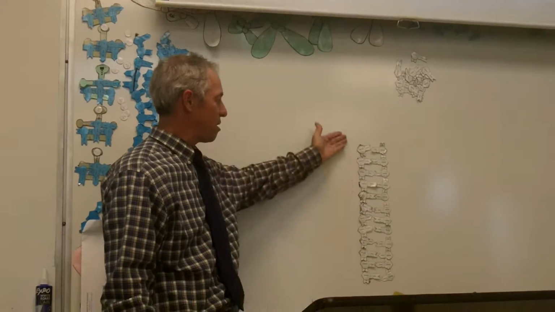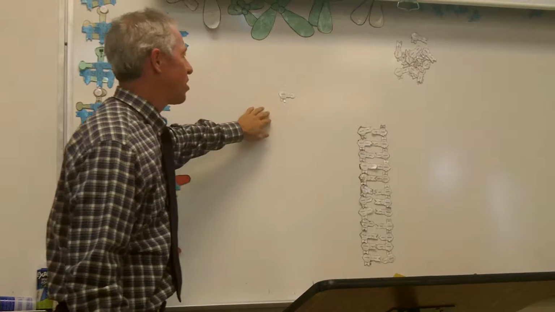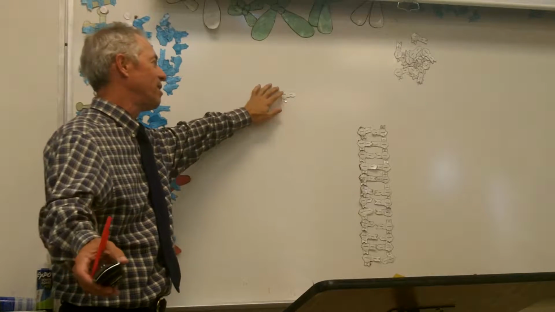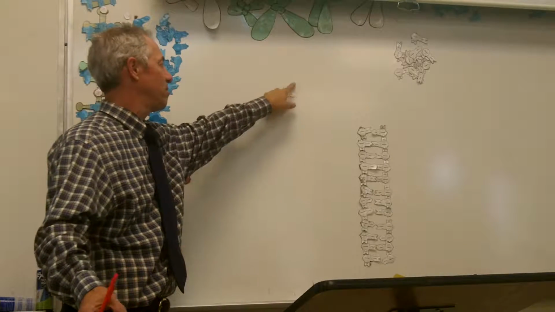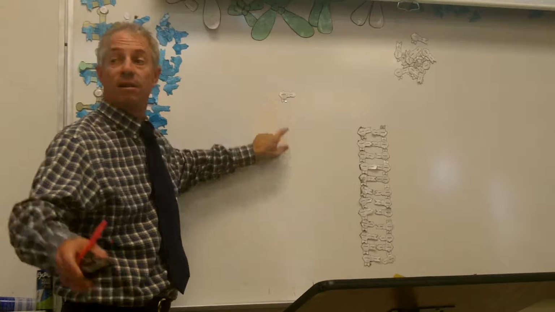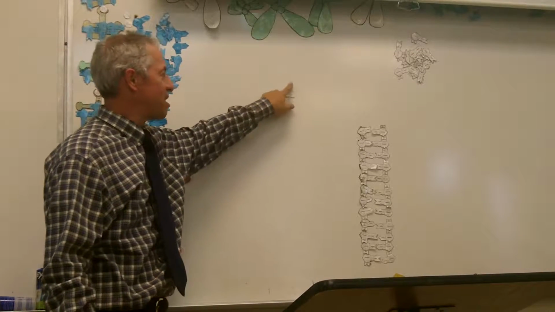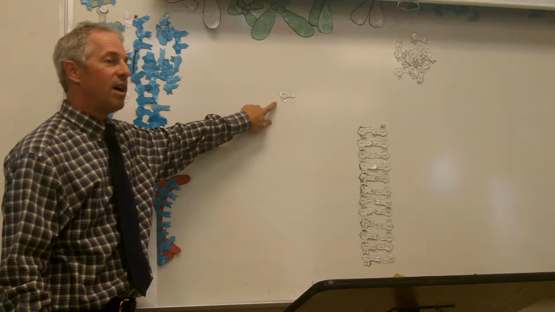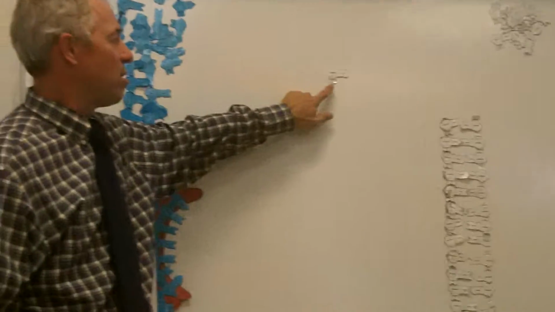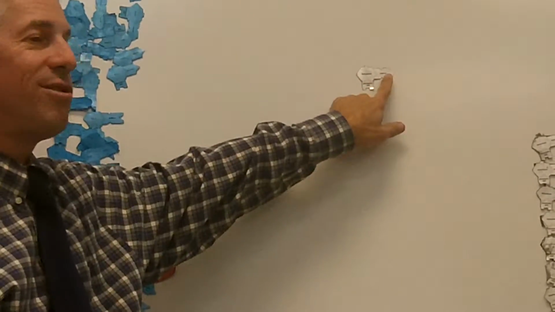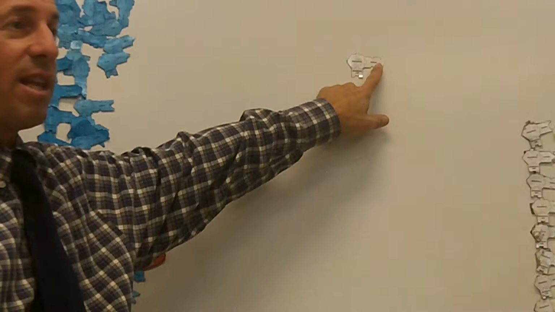Sugars and phosphates. This is DNA. DNA is made up of these things. These things are called what? Just shout it out. We already studied this. Nucleotide. Yes. That's a nucleotide. A nucleotide is made of 3 parts: a sugar, a phosphate, and a nitrogen base. Remember that? We already studied that.